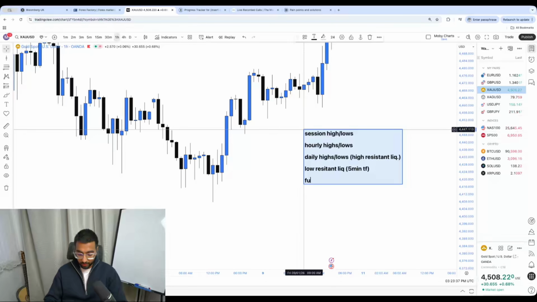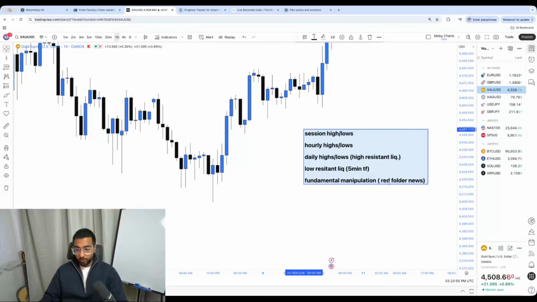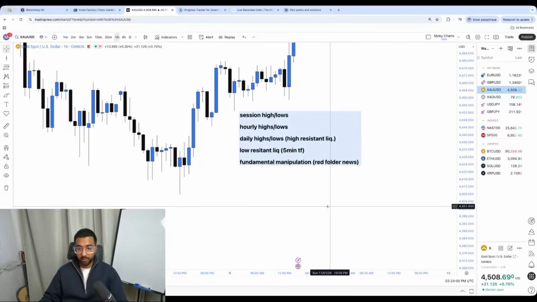And then lastly, we had fundamental manipulation. Okay, this happens on red folder news. Very, very important. Take these notes down, learn to identify them, get used to it.